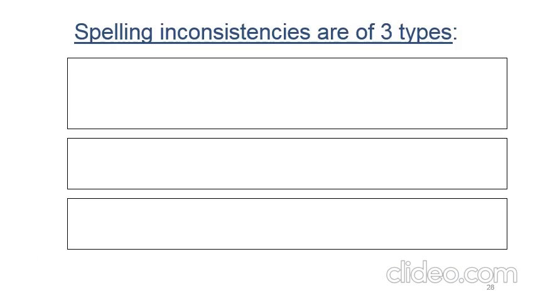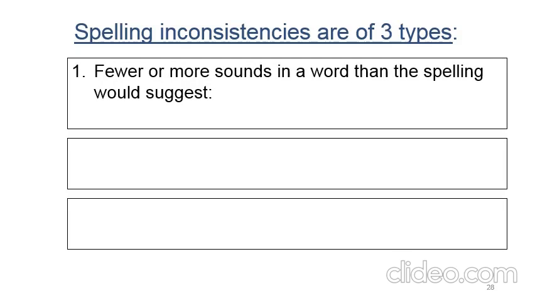English spelling is not consistent at all. We know that much. There are 3 different types of spelling inconsistency in English. The first one is where the number of sounds is not the same as the number of letters in the words.